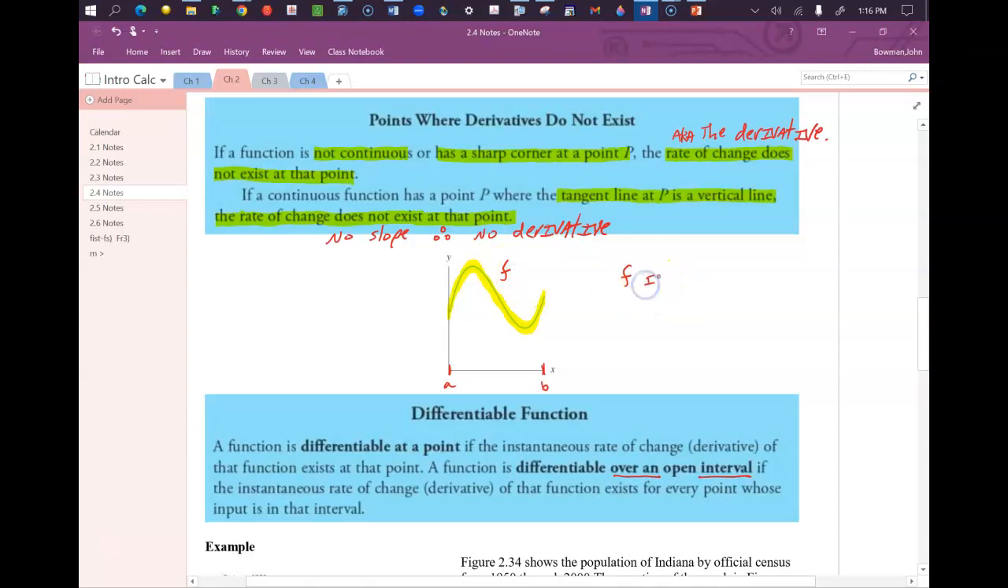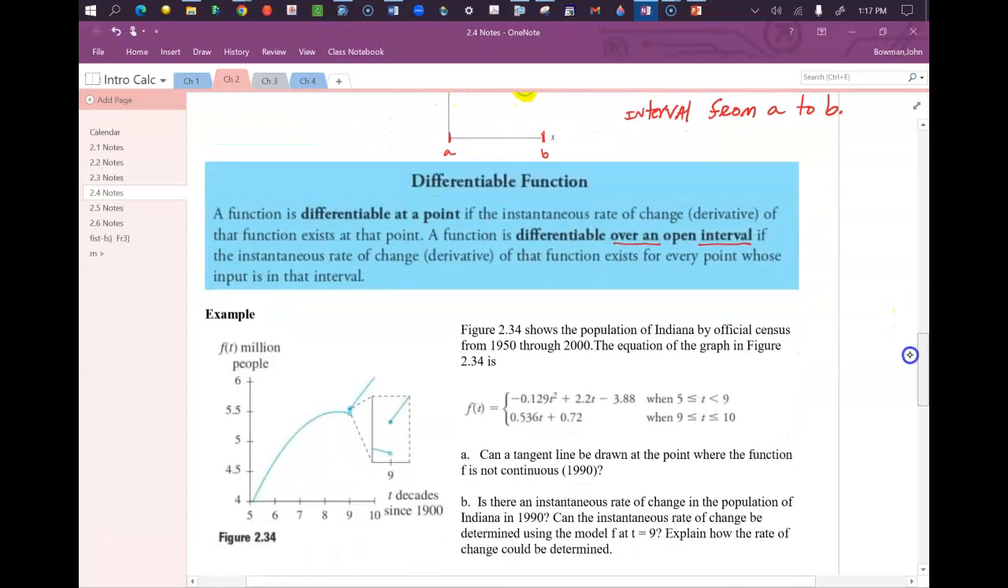F is differentiable on AB, and that is the interval, i.e. the interval from A to B. And that's what it means. It means to say that the function is differentiable at every point between A and B.